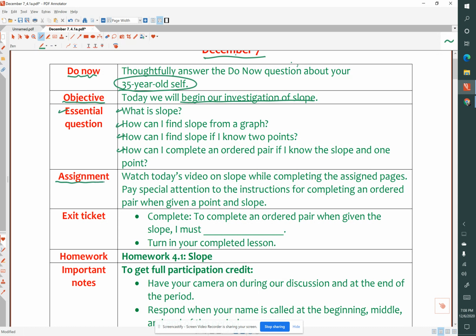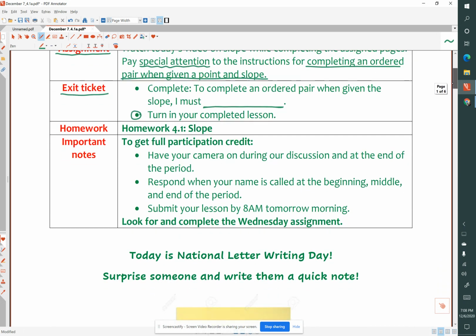For our assignment, we'll watch today's video while completing the assigned pages. Please pay special attention to the instructions for completing an ordered pair when given a point and a slope. And for our exit ticket, I want you to complete this sentence. To complete an ordered pair when given the slope, I must blank. And please turn in your lesson. You have an assignment in teams every day to turn in the lesson.